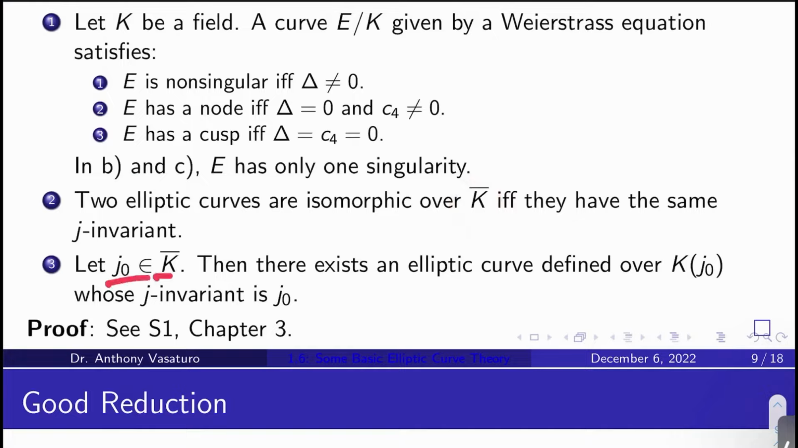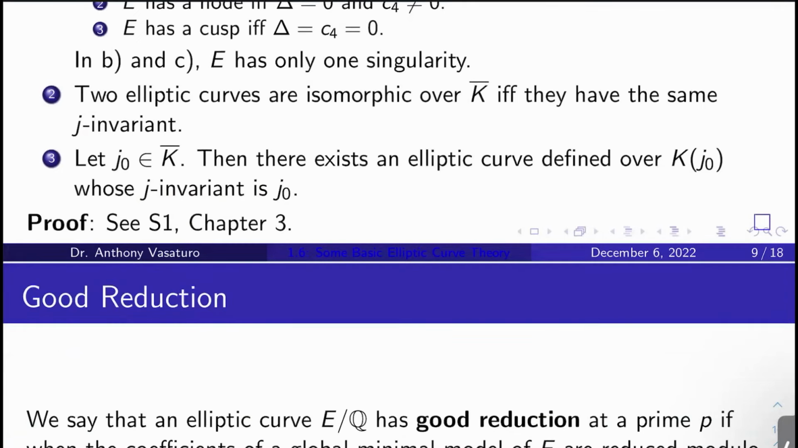Let J0 be in K bar, then there is an elliptic curve defined over the field K adjoint J0, whose J invariant is J0. So that's nice to know. You can spit out elliptic curves with whatever J invariant you want, basically. You can see S1 chapter 3 for all this.